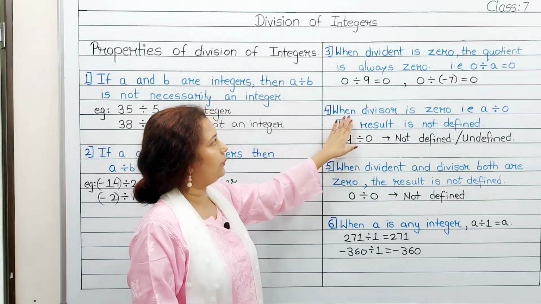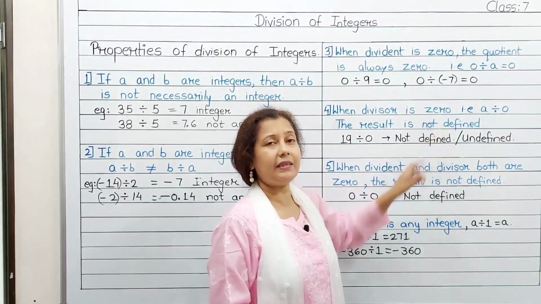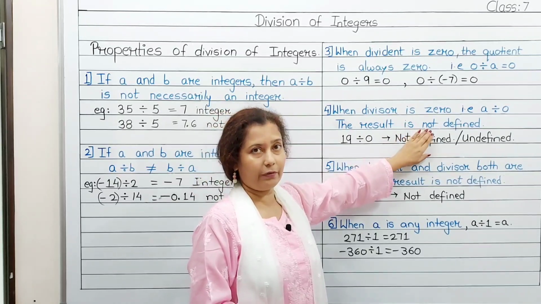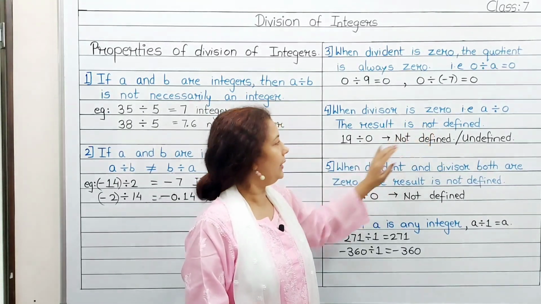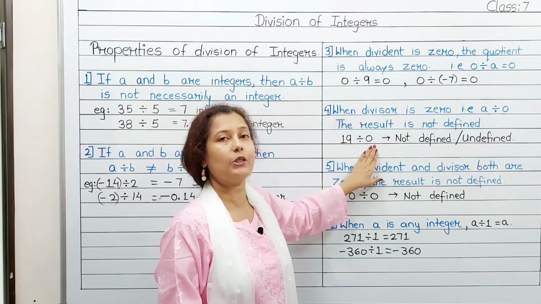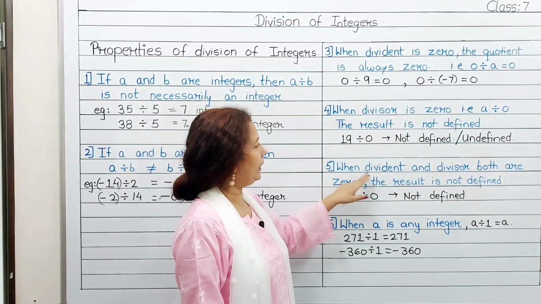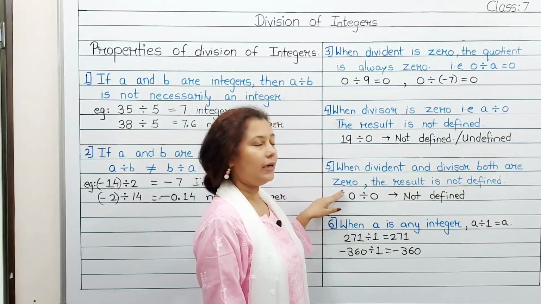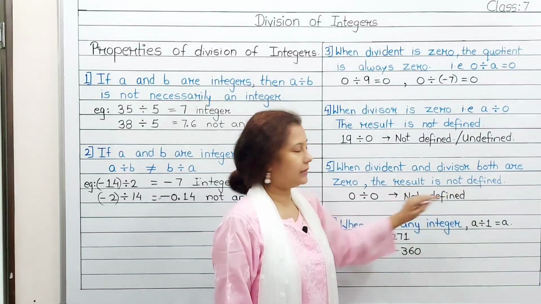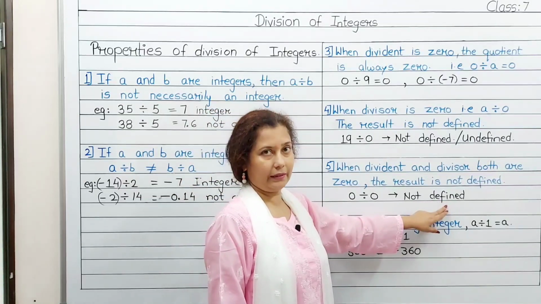Next property is when divisor is 0, that is a divided by 0, it is a meaningless operation. That's why the result is not defined, or it is said to be undefined. That means if it is given to you that 19 divided by 0, you will write it is not defined or it is undefined. Similarly, when dividend and divisor both are 0, then the result is not defined. That means it is meaningless. That's why we say 0 divided by 0 is not defined.